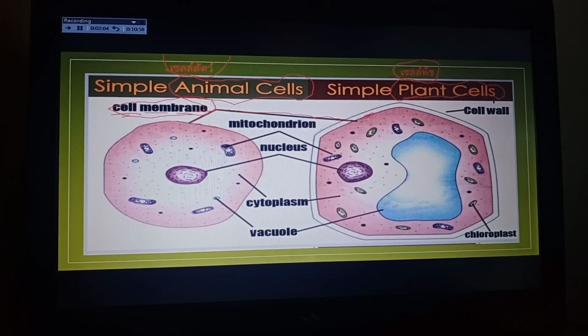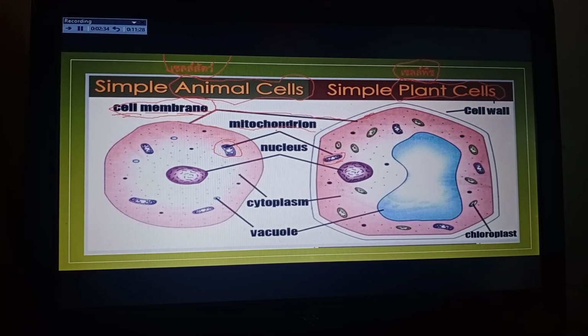Next, moving on, let's have this mitochondrion. This is your mitochondrion in your animal cell, and this one is your mitochondrion in your plant cell. Okay, that means animal cell and plant cell have their own mitochondria.